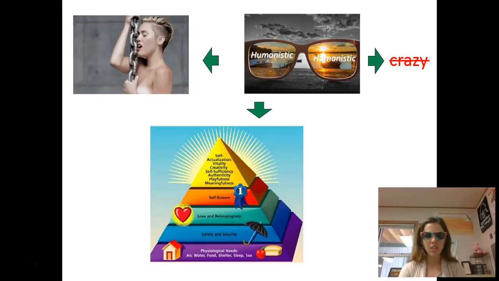So in Miley's situation, rather than calling her crazy, a humanistic perspective psychologist might see this as a cry for help in terms of her feeling love and belongingness, because she has to put herself out there naked for everybody else to see. Or maybe it's a self-esteem issue. Maybe she feels great with her body image and is okay with it. Maybe she doesn't, and it's a way to push herself. I don't know. This is kind of a stretch. But a lot of times these perspectives don't necessarily have to fit the situation and make sense, but they just need to fit the perspective.